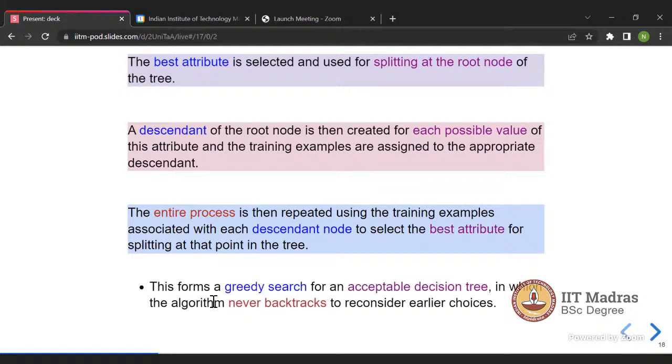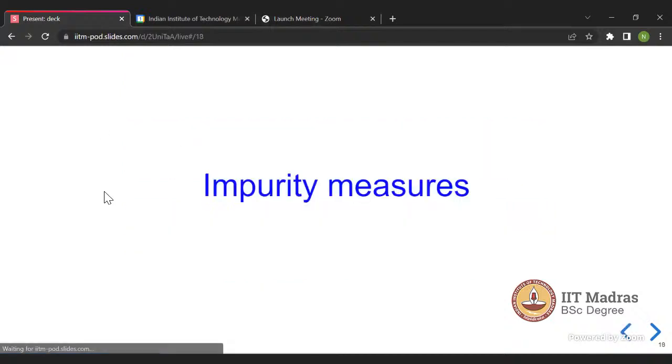And ID3 never backtracks once we have learned a full decision tree. Full decision tree means there's no further splitting. It never backtracks. This is one of the limitations of ID3 as well. How to choose the best attribute? This is one question that we need to answer. So how to choose the best attribute?